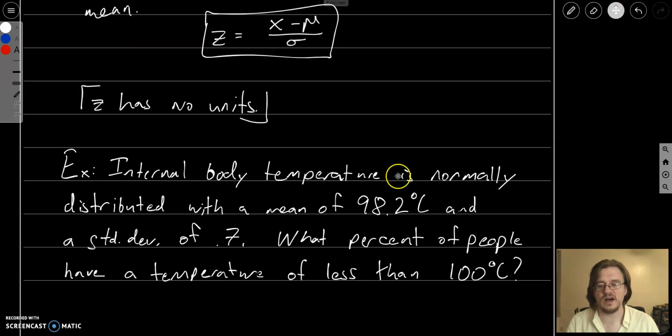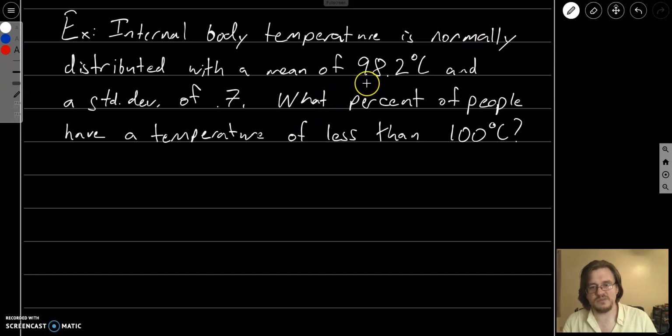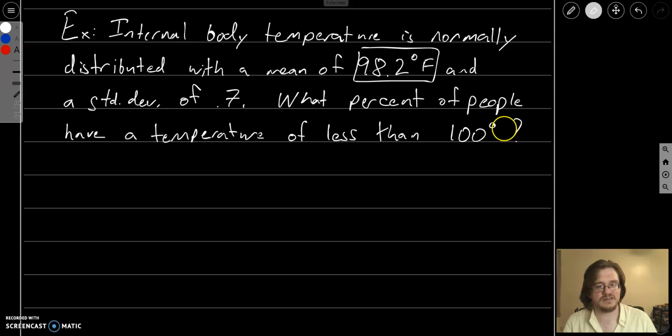So let's do an example with a bit more finicky numbers. Internal body temperature is normally distributed with a mean of 98.2 degrees Fahrenheit. If that was Celsius, we would be boiling alive. And a standard deviation of, I should include units here, 0.7 degrees Fahrenheit.